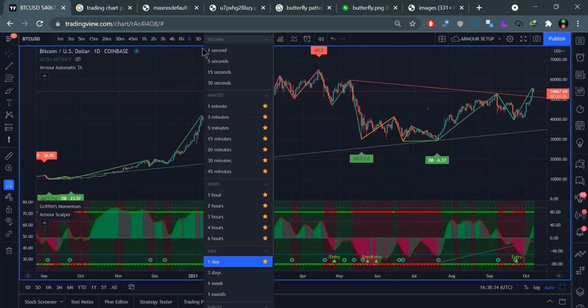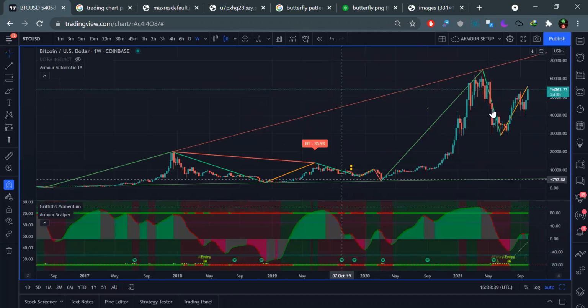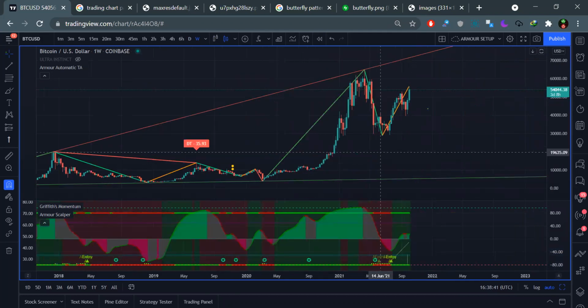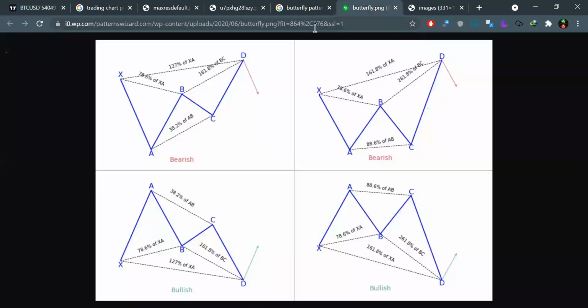Just hold on, let me check. 1 week. Entry signals on 1 week at 29,000, 30,000. Then moving up. Just let me check on 3 days. Okay. Where we are now, either way, the D wave is bearish, but the D wave is usually very, very long.